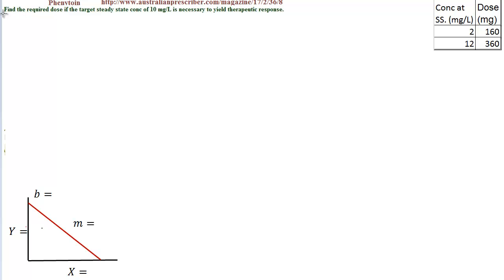Here is hypothetical data for a drug similar to phenytoin, which is an anti-epileptic drug. We have to find the required dose if the target steady state concentration of 10 mg per liter is necessary to yield a therapeutic response. We have two data points, concentration and dose. A dose of 160 milligrams yielded a steady state concentration of 2 milligrams per liter, and a dose of 360 milligrams yielded a steady state concentration of 12 mg per liter.